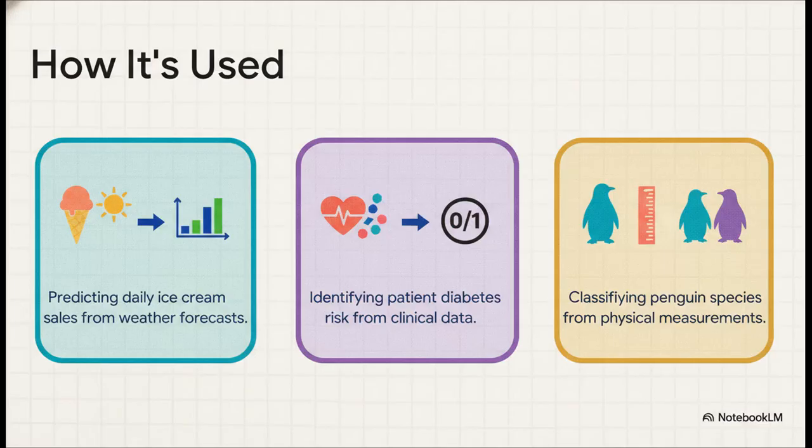And you see it everywhere. An ice cream shop owner could use it to figure out how much ice cream to make based on the weather forecast. A doctor could use it to spot a patient who's at high risk for diabetes way earlier. Or a scientist could use it to automatically figure out which species of penguin they're looking at. It's all about turning data into actual decisions.